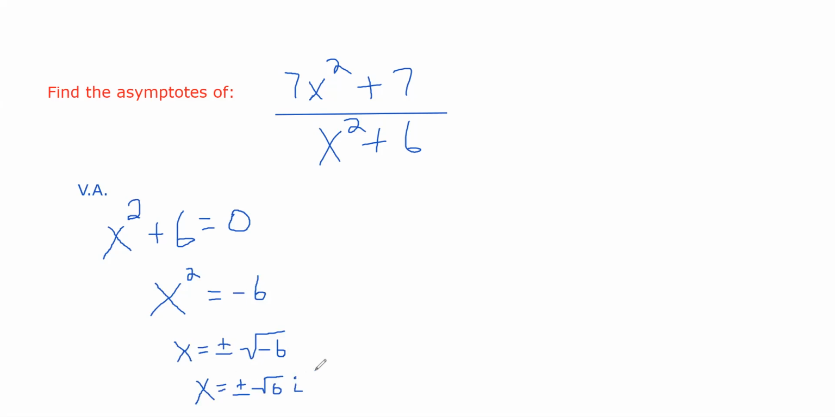But whenever you involve i, you're not talking about real numbers anymore. And whenever you're talking about vertical asymptotes, you're talking about the graph. And the graph only wants real numbers. You can't graph complex numbers on a standard coordinate plane. So my conclusion then is that there are no vertical asymptotes. The denominator is never going to go to 0 for any real x values.